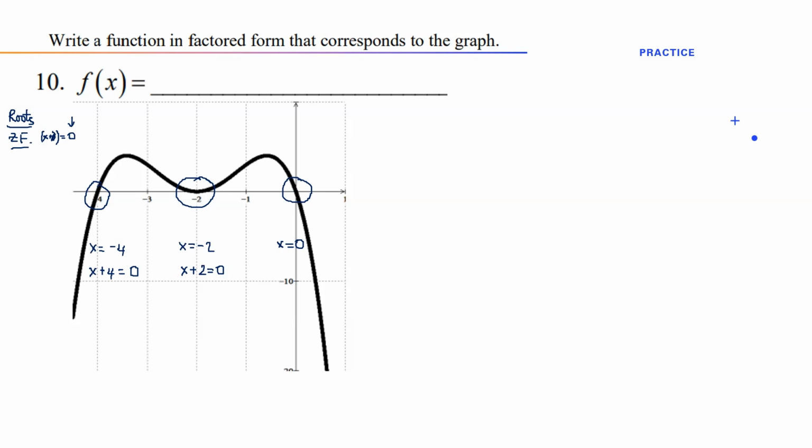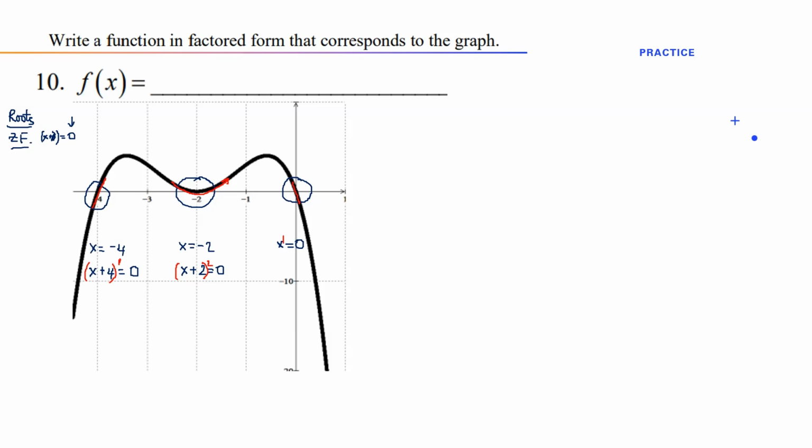Okay, now we find the multiplicity by looking at the graph. The first root is a straight cross, so multiplicity of 1. The second one is touch and bounce back, so it will be multiplicity of 2. And then the last one is a cross, so multiplicity of 1.